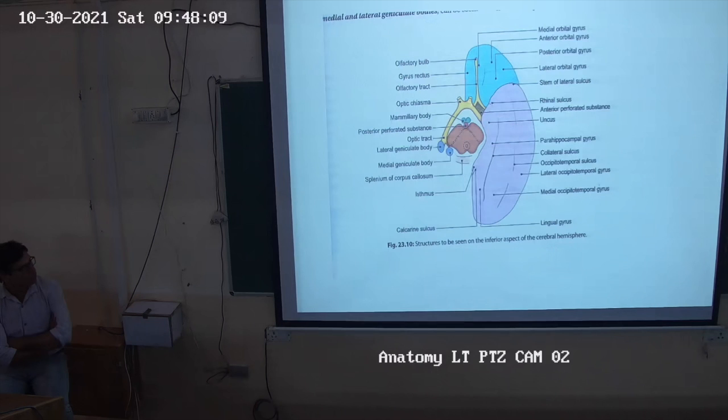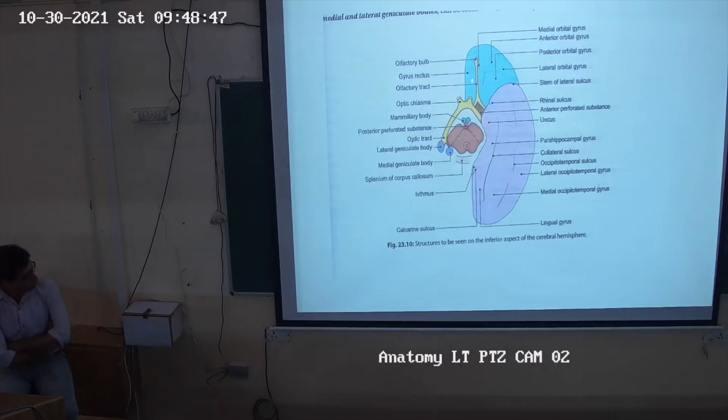You can see here also, this is the optic chiasma, these are the optic tracts, and what is this? Lateral geniculate body, that is the center connected with visual senses, and this is the medial geniculate body, the center for the auditory pathway, and this is the part of the midbrain. Lying above the midbrain, look here, that is the posterior perforated substance, and above that you are seeing the mammillary bodies that I have shown you in the DH also.